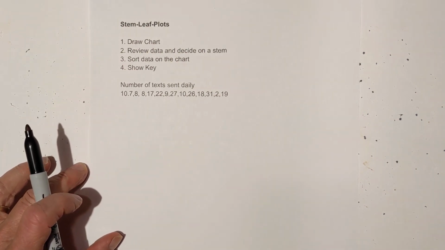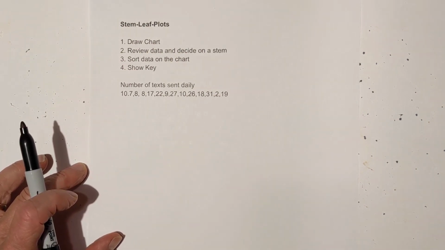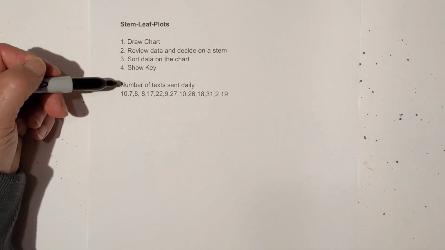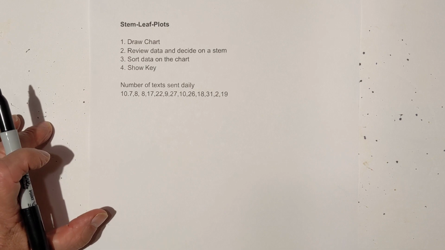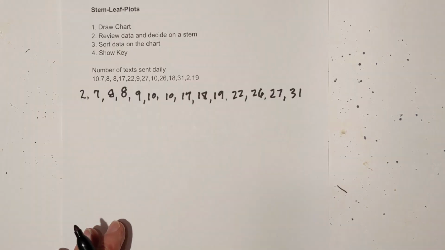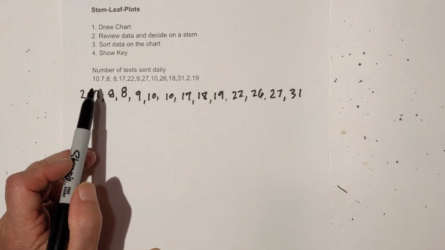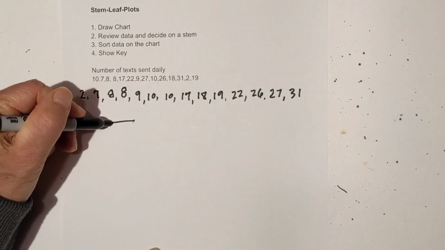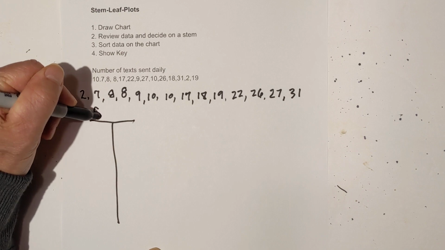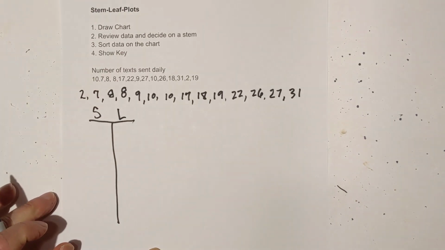So the first thing, you do not have to do this, but it just makes life easier, is to go ahead and put all these numbers in numerical order. So let me go ahead and do that now. Now that I have them all in numerical order, I draw my chart. It's pretty easy. S on this side for stem, L for this side, leaf.